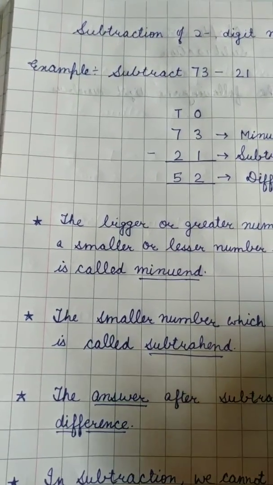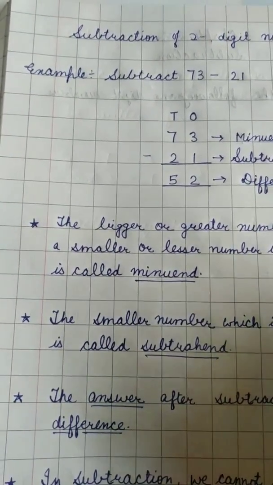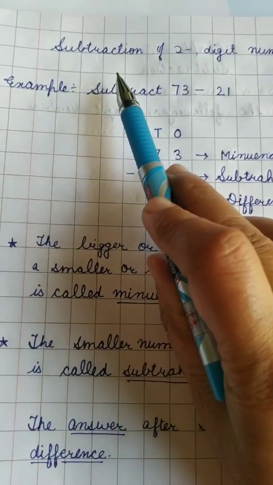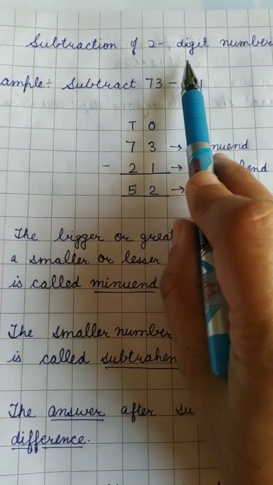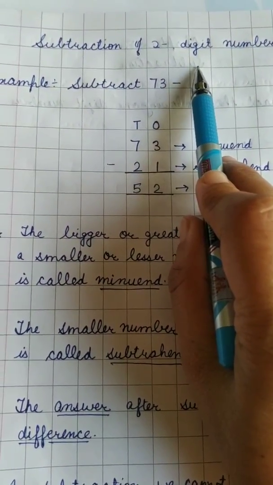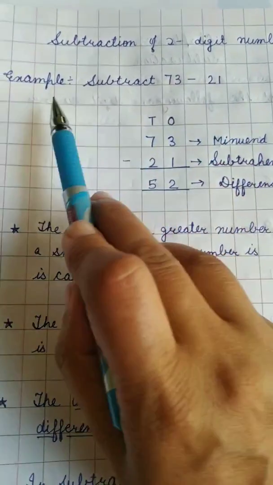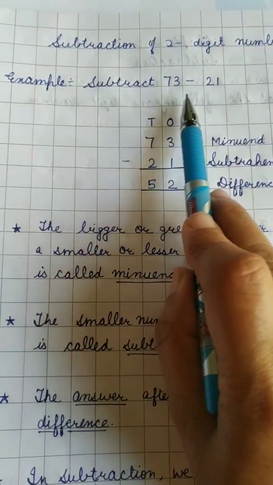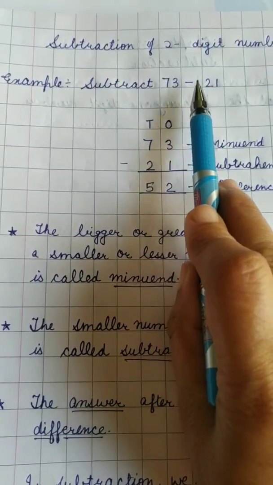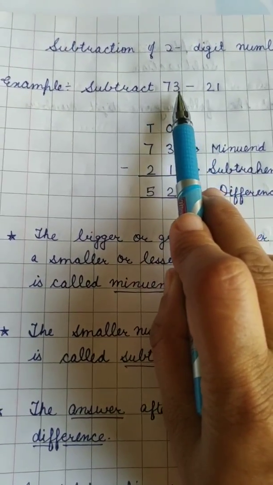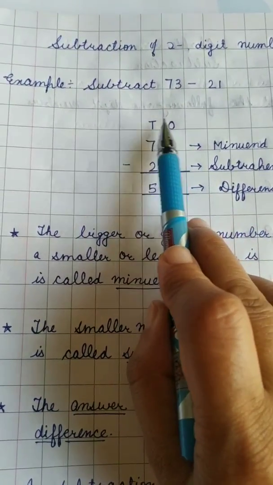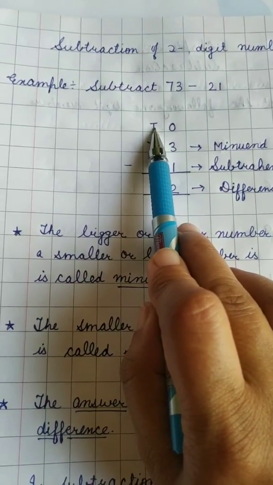Now here we will do some of the terms related to subtraction. Children, in your syllabus we have only subtraction of 2-digit numbers, but we will do with 3-digit numbers also. Okay. Now here we have the first example, 73 minus 21. See children, how we'll arrange this first. First of all, it is a 2-digit number, so we'll write ones and tens only. Then we have to arrange them.